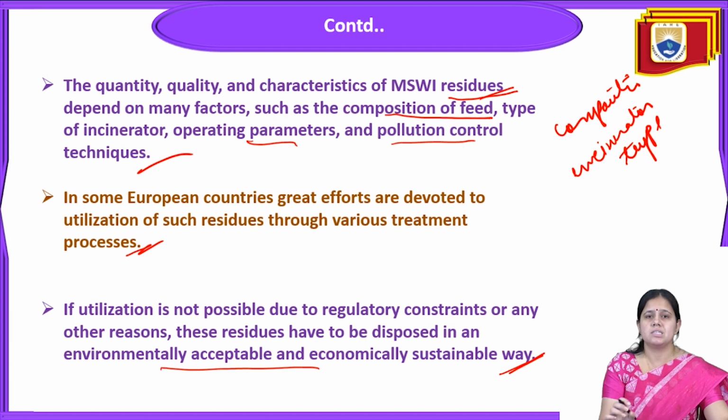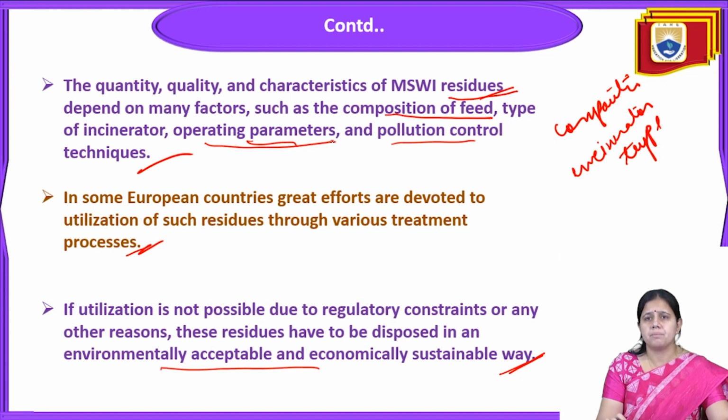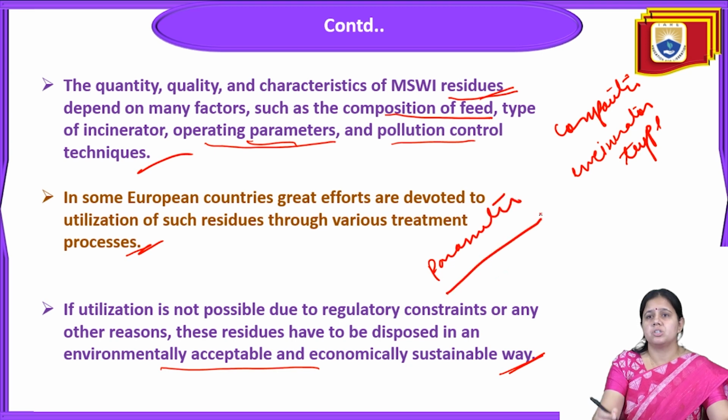So the type of incinerator, the composition of the waste, and the parameters that have been operated. The parameters operated during the whole process are a very important factor. And the pollution control techniques, meaning which type of techniques is followed: either an electrostatic precipitator, or a fabric filter, or a bag filter. Like that, the quantity and quality and characteristics of MSW residue.